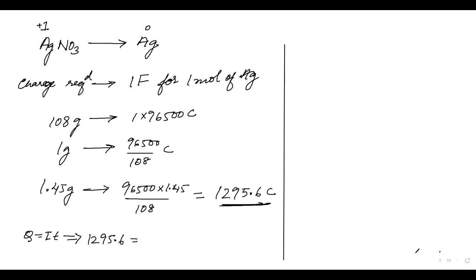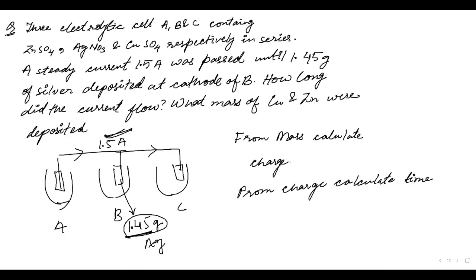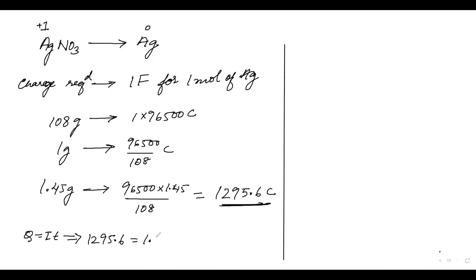implies that 1295.6 is equal to, what is the current given? 1.5. Yes. 1.5 amperes into time. Now what I will say, time is equal to how much? 1295.6 by 1.5. And this will come in what? Seconds. Now calculate this. What is this? 863.73 seconds. So this is the time.